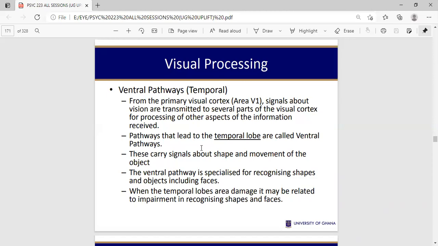Also, for you to recognize a familiar face, you have colleagues. Right now we are having Zoom sessions, so some of your colleagues have switched on their video or have pictures. For you to recognize that this person is Abigail, you use her face. It needs to go to the area V1 and further move to the temporal lobe for you to have these perceptions.